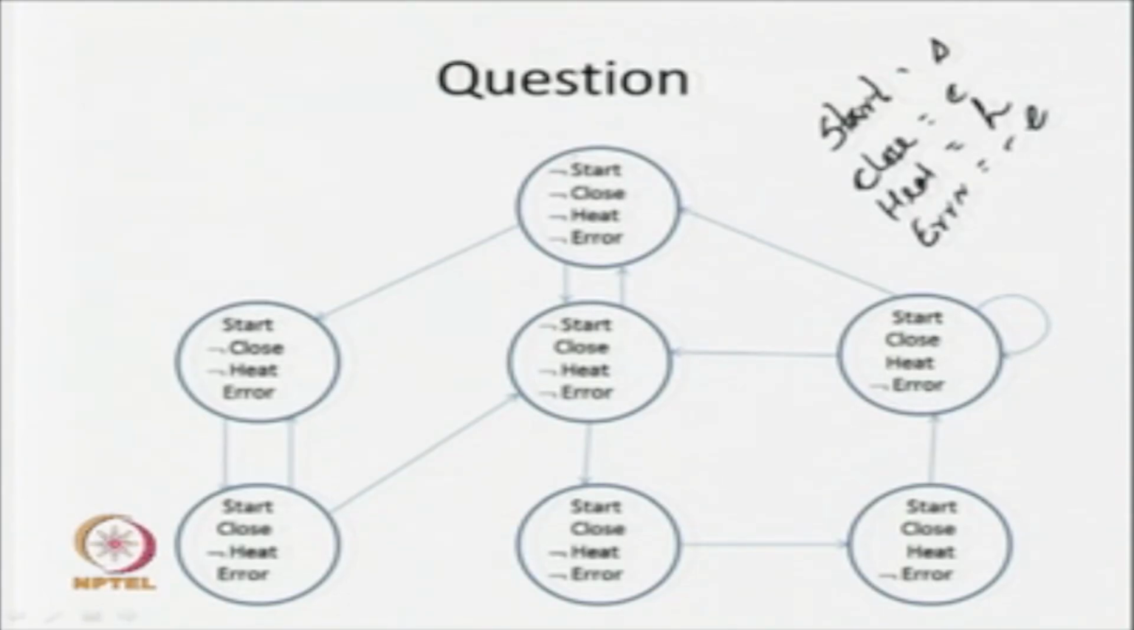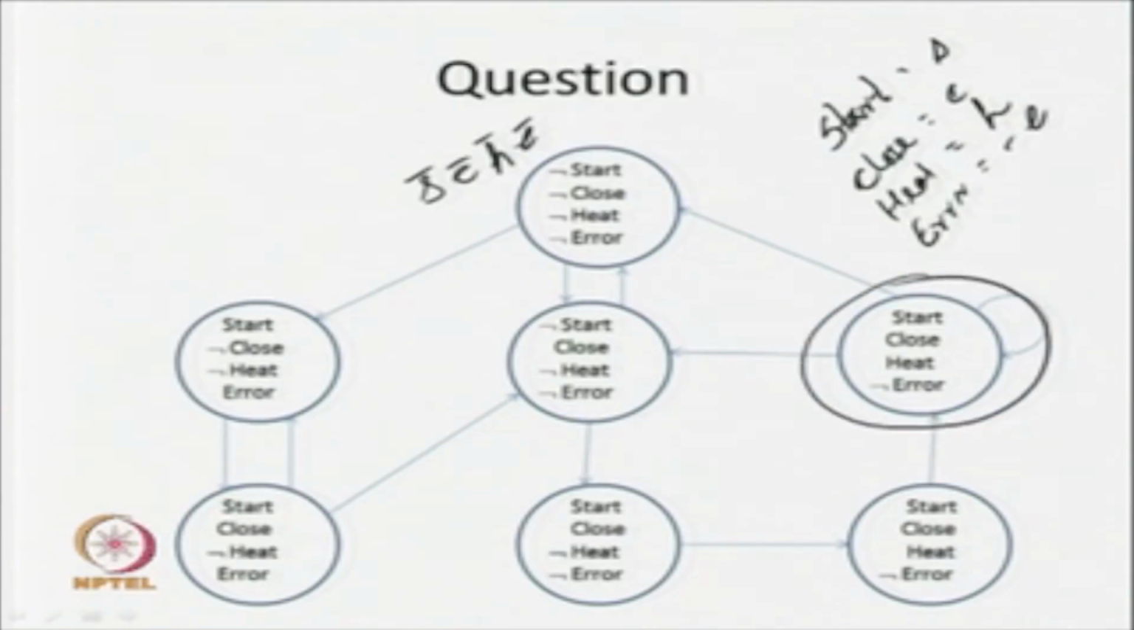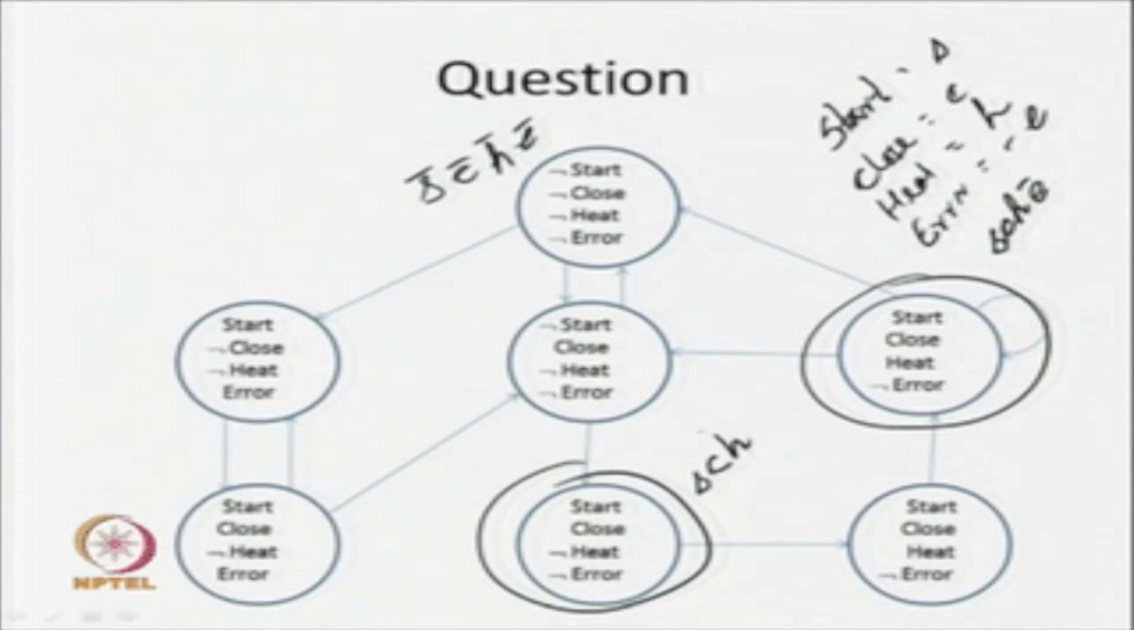Now, when I ask what is the binary encoding of this particular state, it is labeled with S bar, C bar, H bar, and E bar. Similarly, for this state, the state encoding is: start is true, close is true, heat is true, but error is false. So, these are the state encodings. Similarly, when I come to this state, start is true, close is true, heat is false, error is false. So, these are the state encodings.